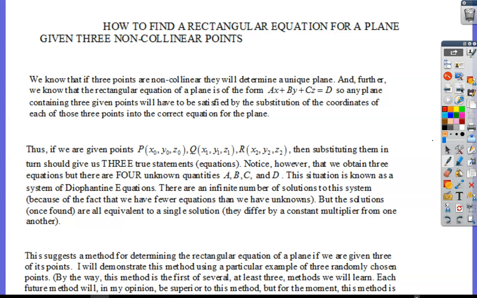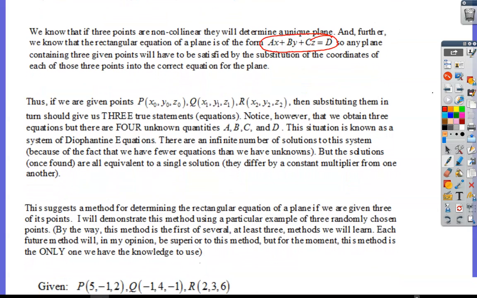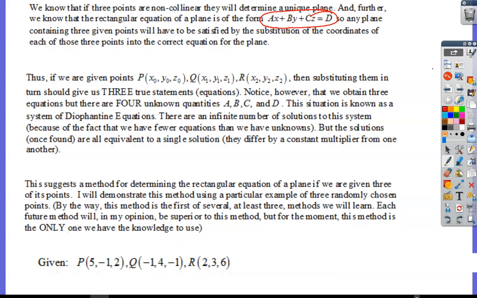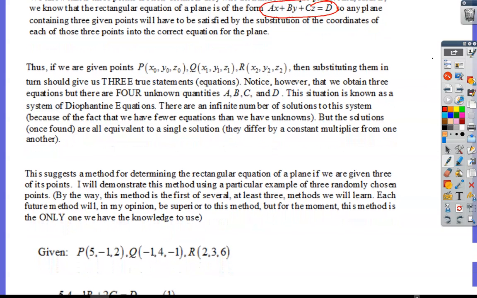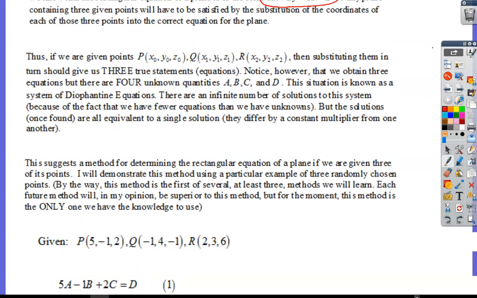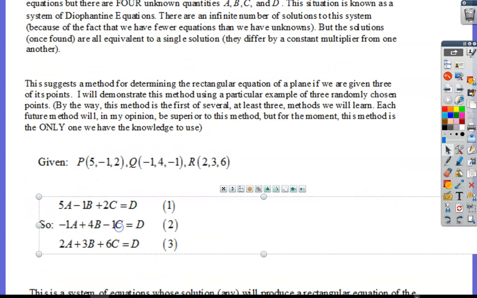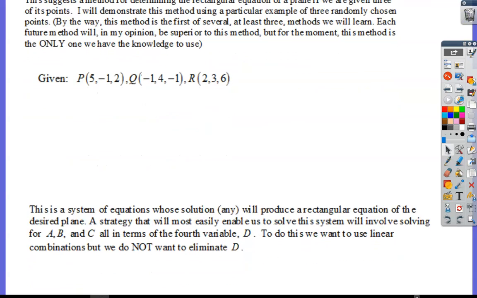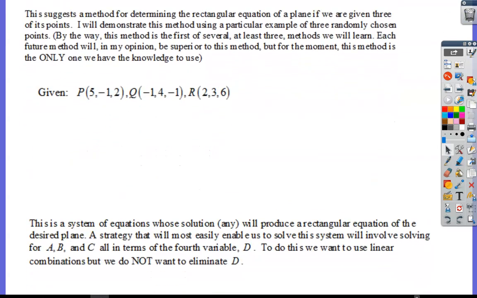Okay, so first of all, we're going to be given our three points, and we're going to substitute them in for x, y, and z in this equation. We're going to create three new equations. The only problem with that is we end up with four unknowns, a, b, c, and d. I'll come back up to the explanation in a minute, after I show this part. So let me get rid of that, and we'll do it together.